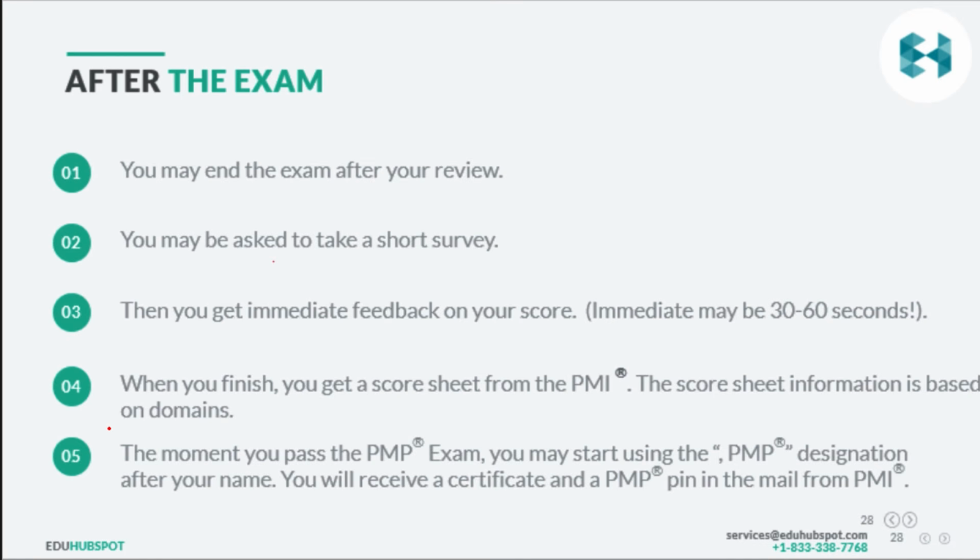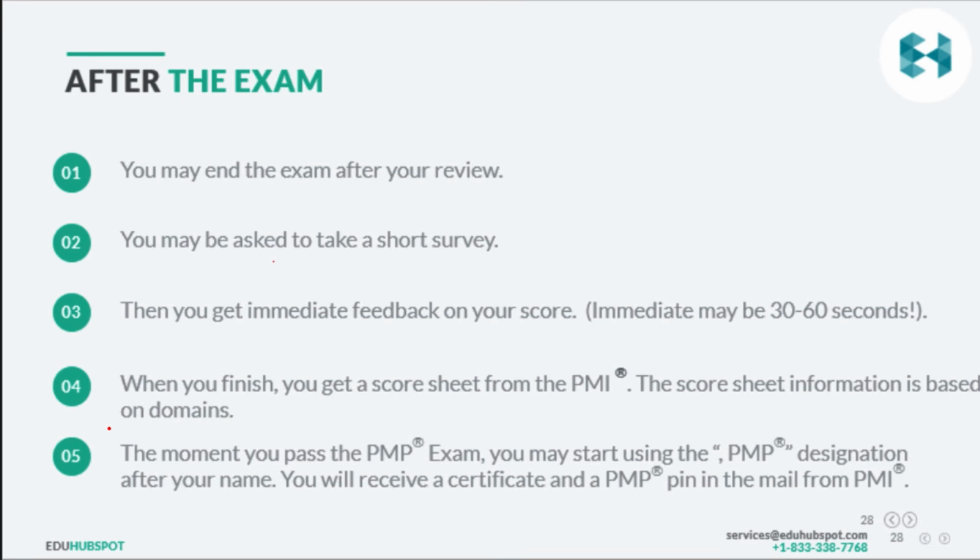After the exam, once you finish your 180 questions, it will ask you for a short survey, and immediately, within 30 to 60 seconds, you will get either congratulations or sorry. They will give you a breakdown of those 3 domains: people, process, and business environment, and they will say whether you were above target, needs improvement, or below target. So that is what they will tell you.